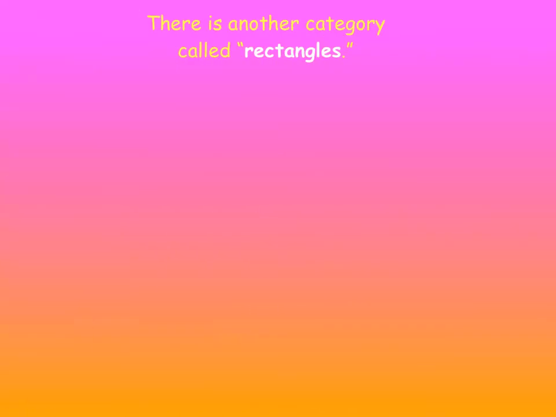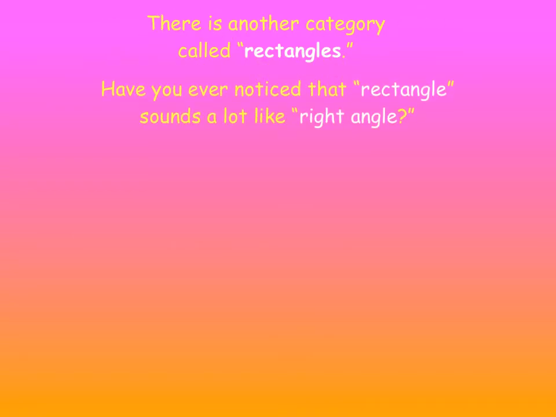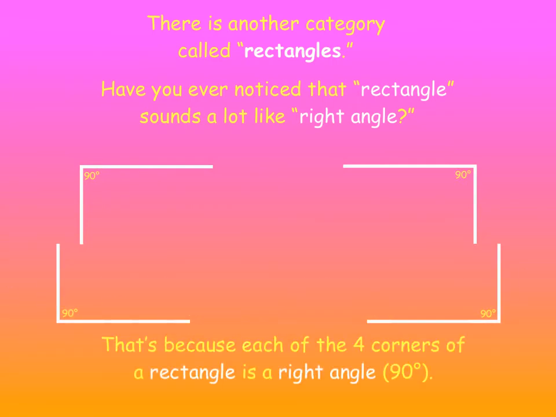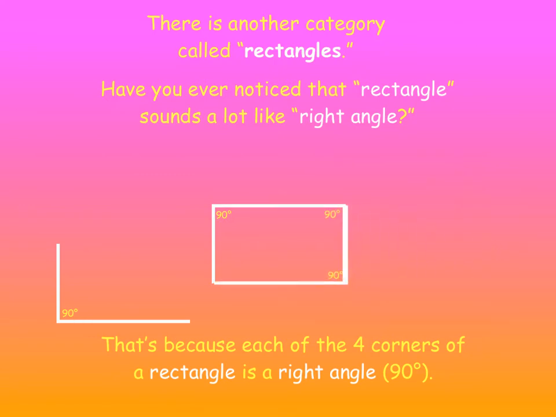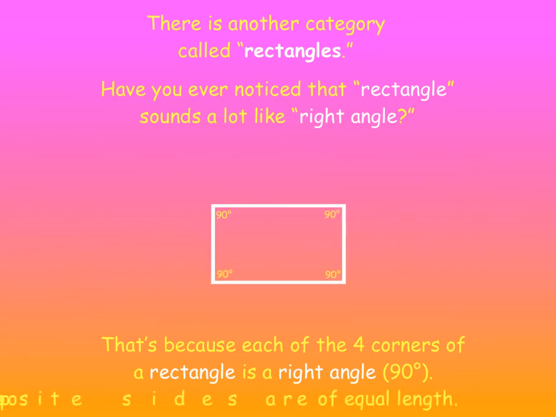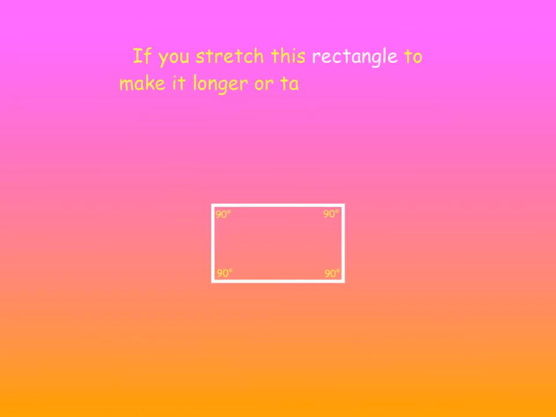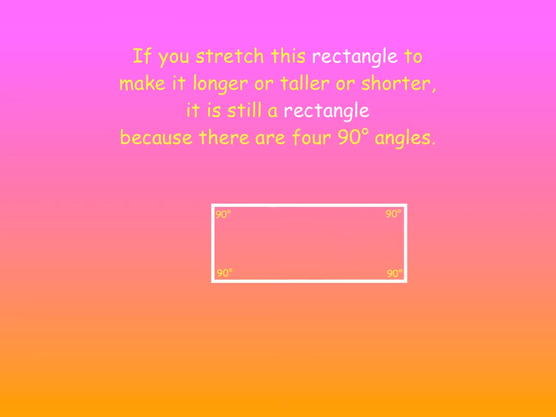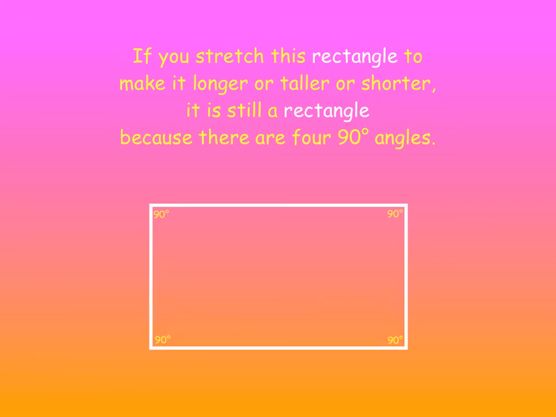And there's another category called rectangles. Have you ever noticed that rectangle sounds a lot like right angle? Well, why is that? That's because each of the four corners of a rectangle is a right angle, a 90-degree angle. Also, opposite sides are of equal length. If you stretch this rectangle to make it longer, or taller, or shorter, it is still a rectangle because there are four 90-degree angles.